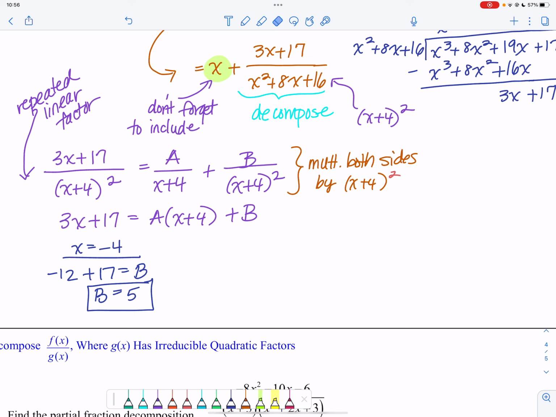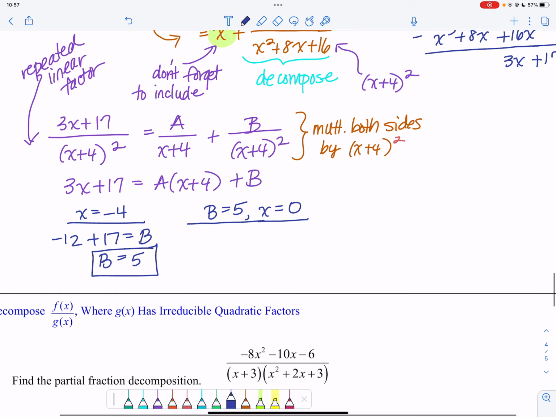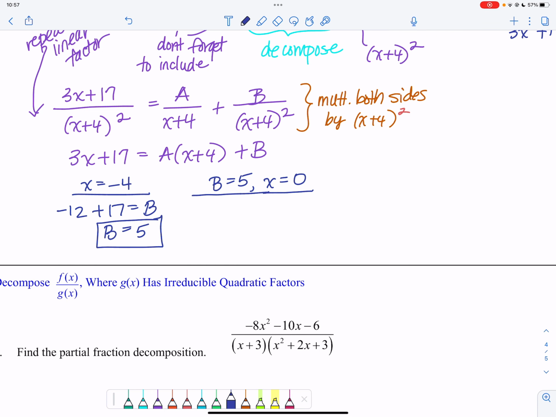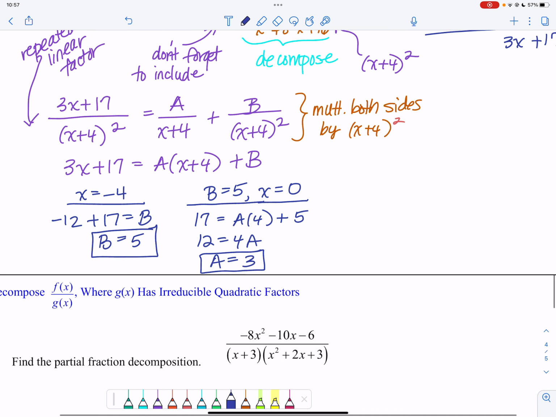So if b is equal to 5, and let's just go ahead and let x equal 0, because we can let x be anything we'd like. So we'll have 17 is equal to a times 4 plus b, which is 5. Subtracting 5 from both sides, we can now see a is equal to 3. So what do we have?